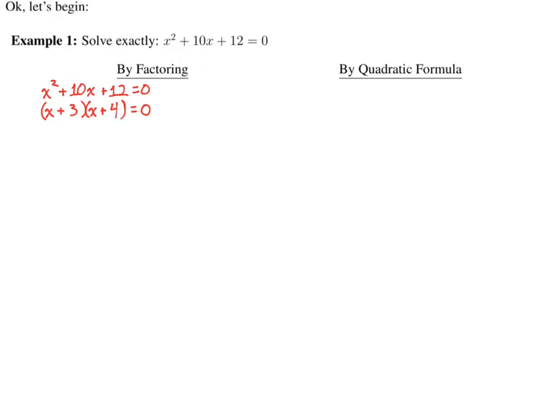Let's see here, for 12, 3 and 4. That makes 7 for the middle term. No good. Yeah, it's a disaster. It's not going to happen. Okay, quadratic formula. Here we are.